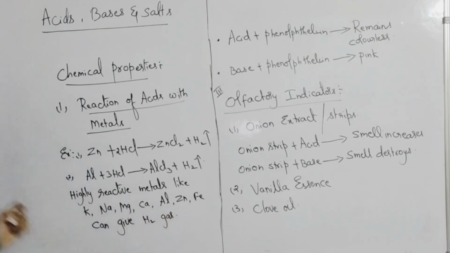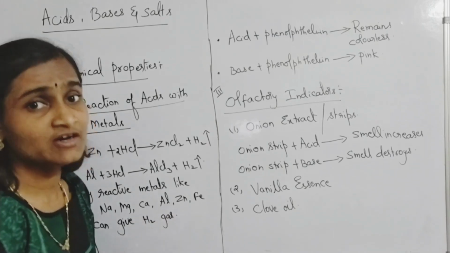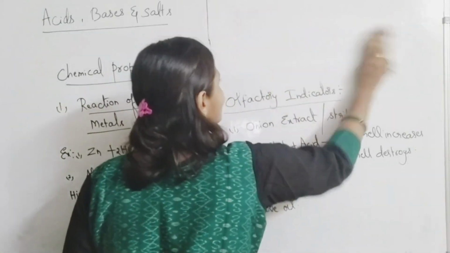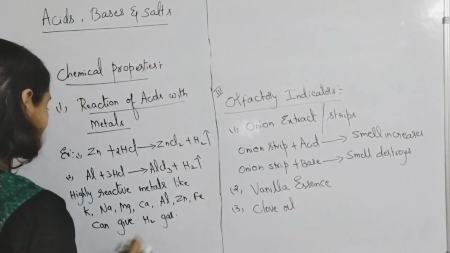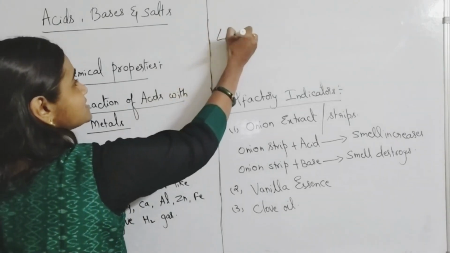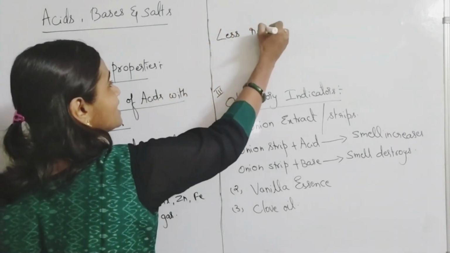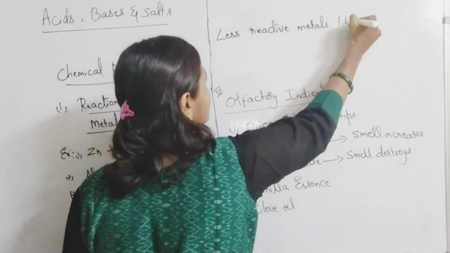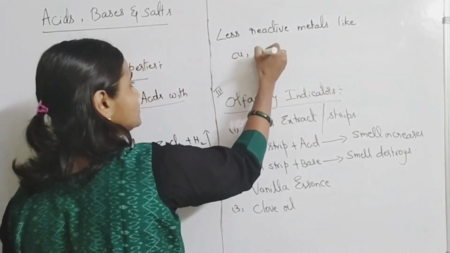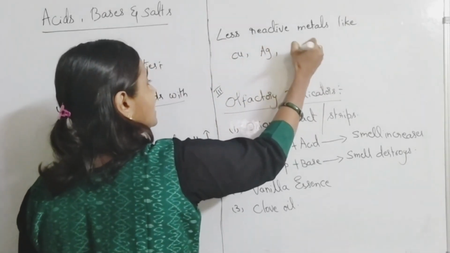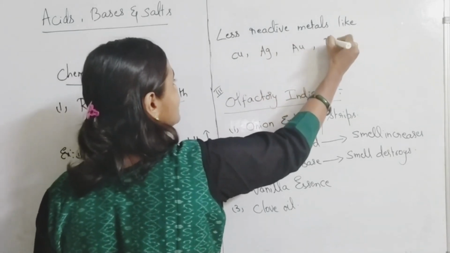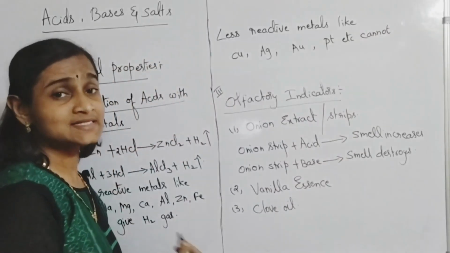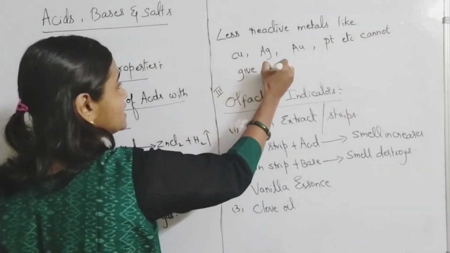But if you take the least reactive metals like gold, silver, platinum and drop them in acids, you will not find the liberation of hydrogen gas. Take this as a note point. Less reactive metals like copper, Ag silver, Au gold, platinum, etc., cannot give H2 gas when dissolved in acids.